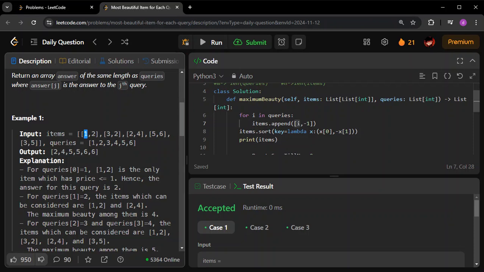So for that reason, see, these are the items given. In this, these things are already there. So what I'm going to do is insert these values also in that. But how should I insert? Each element here should have two values, right?